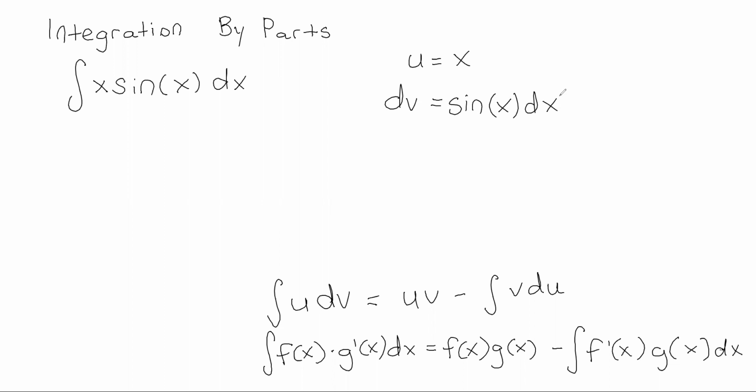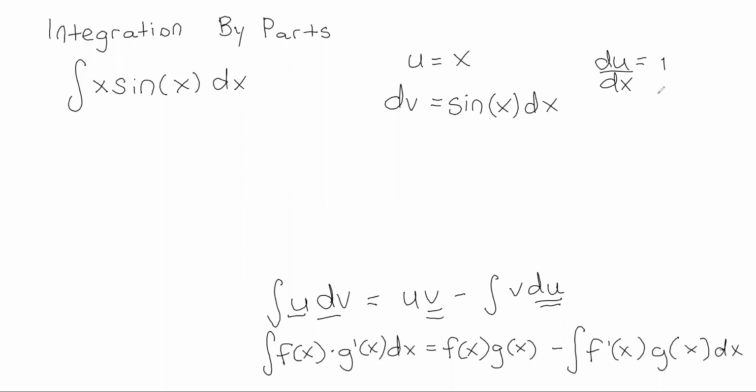So if we look down at our formula, we have a u, we have a dv. We need to find v. We also need to find du. Du is pretty simple. Du is just the derivative of u. The derivative of u with respect to x ends up being 1 because our function is x, and when we take the derivative of x, we get just 1.